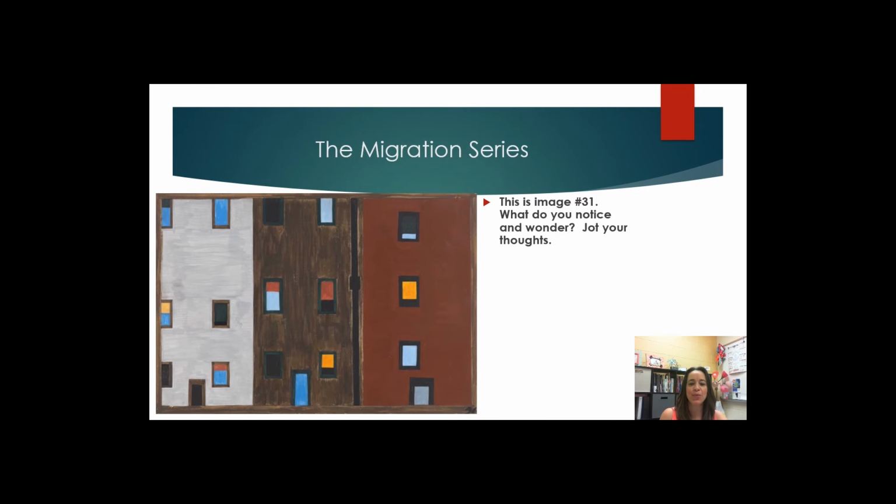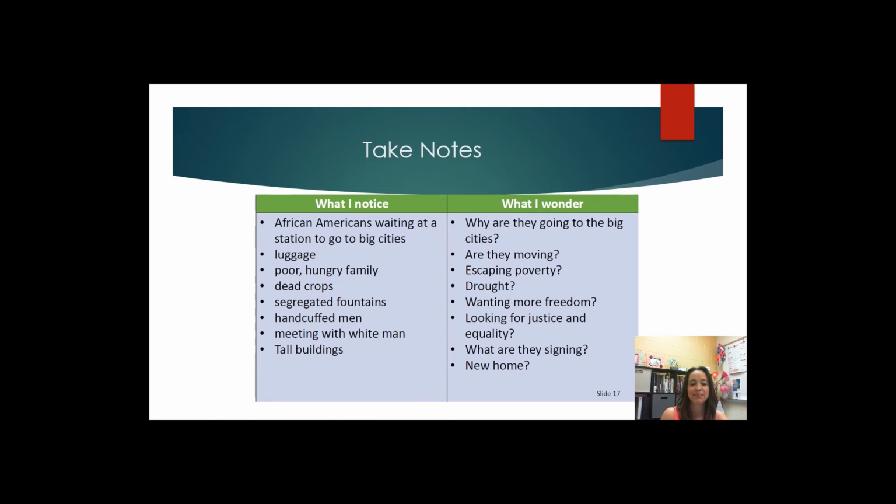This is image number 31. What do you notice and wonder? Jot down your thoughts. I see these tall buildings and think they might be apartments. I wonder if the men who signed that paper were signing for a new place to live. Let's jot that down.